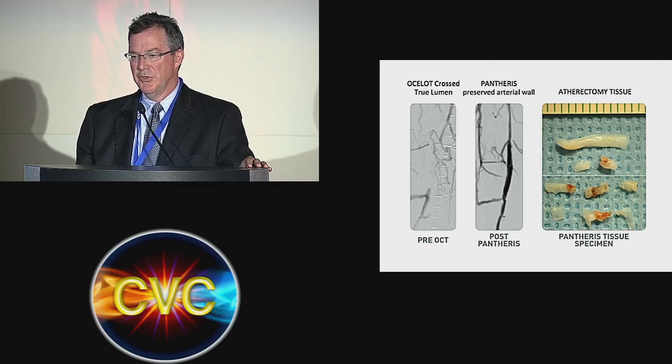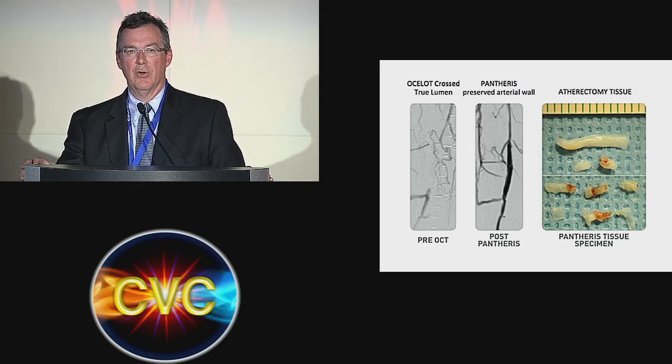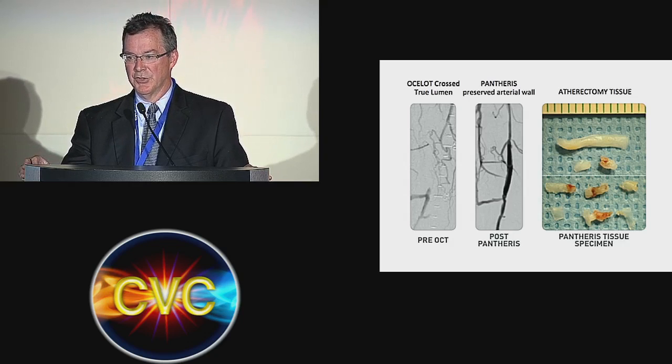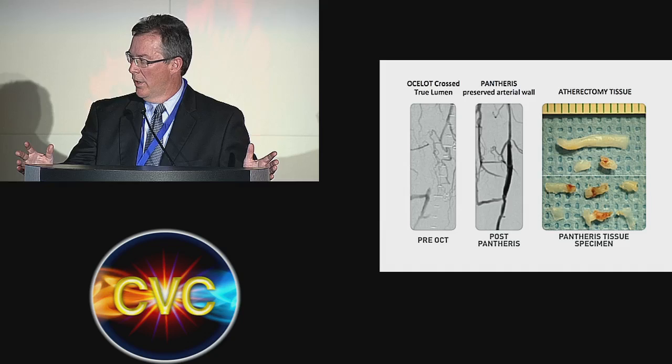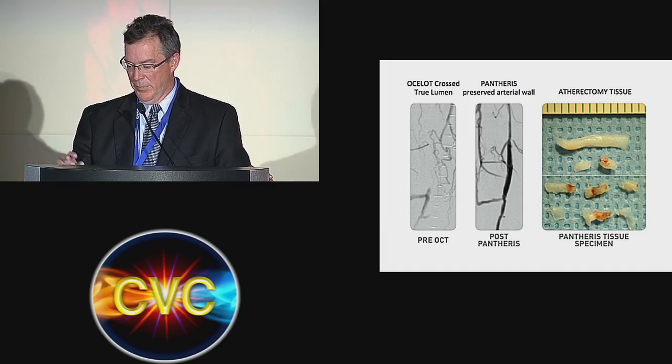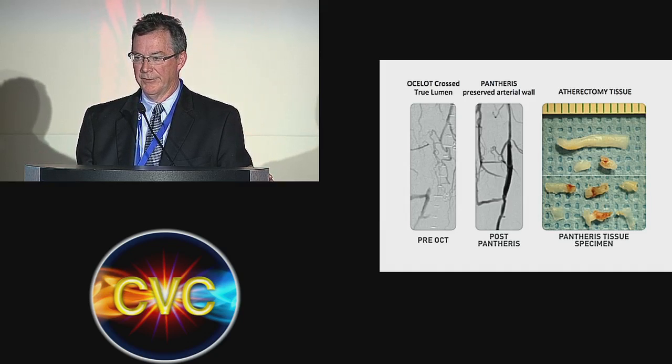Moving forward. As you can see, this is a totally occluded vessel, the SFA, and if you look at the right-hand post-Pantheris catheter result, you'd say you really did probably cut a lot of media and adventitia out of there. It looks like it was overcut if you were doing an atherectomy on a patient. And these are the tissue specimens that came out of that atherectomy device.